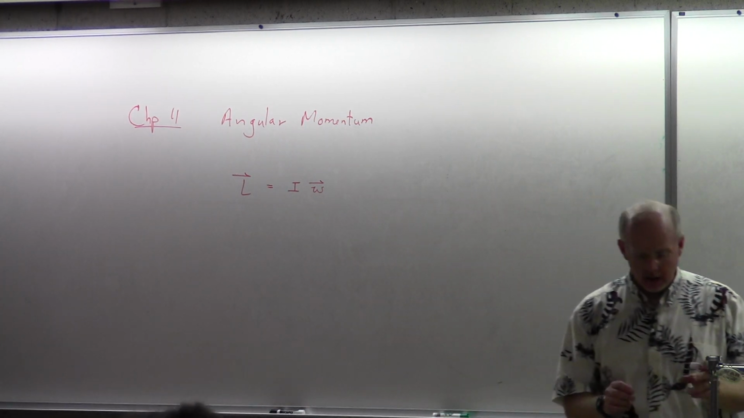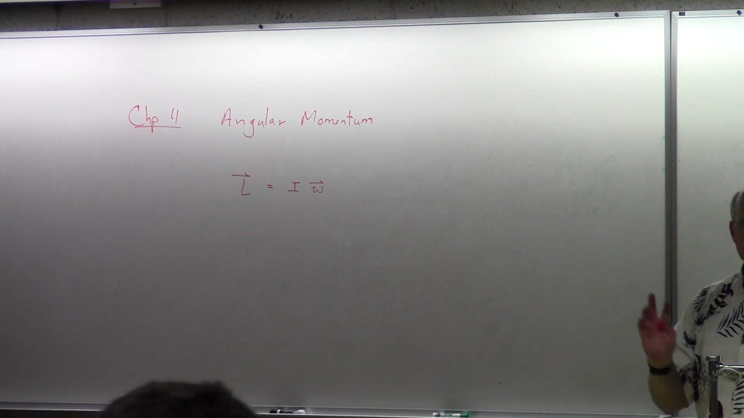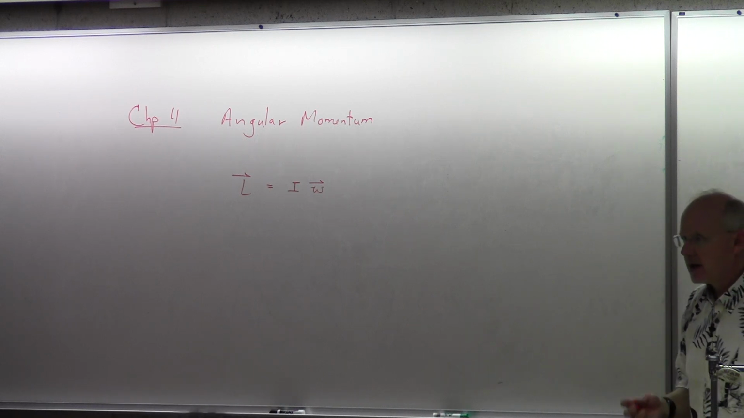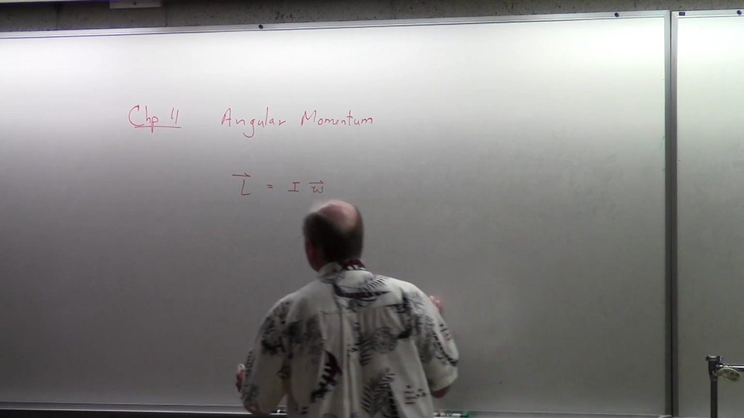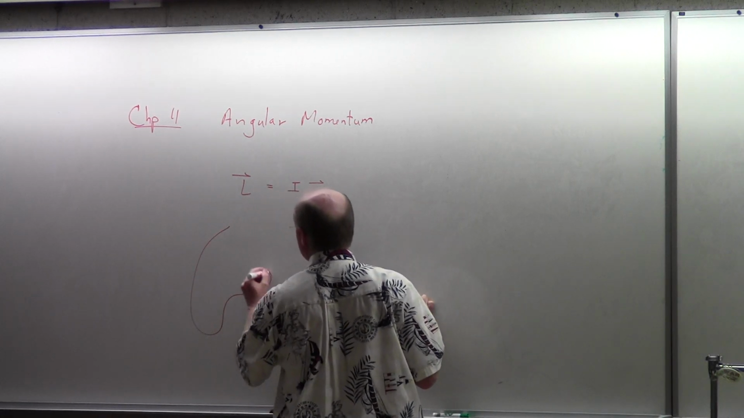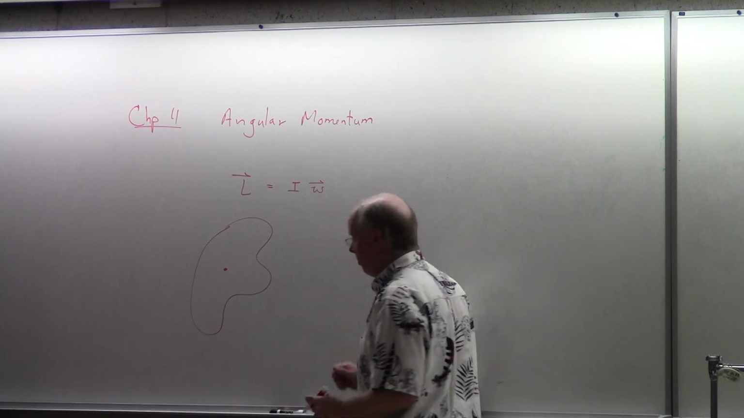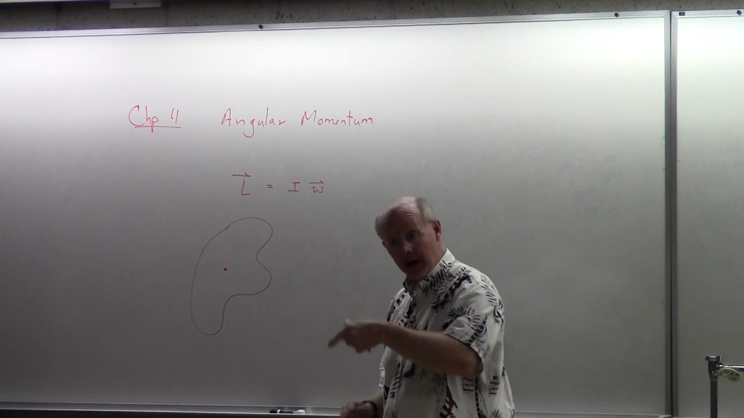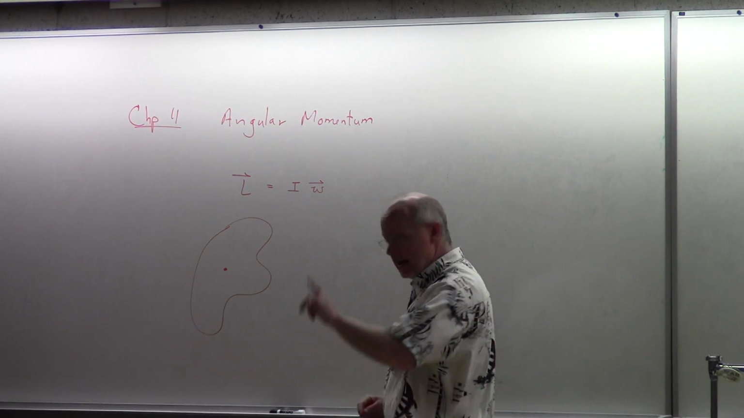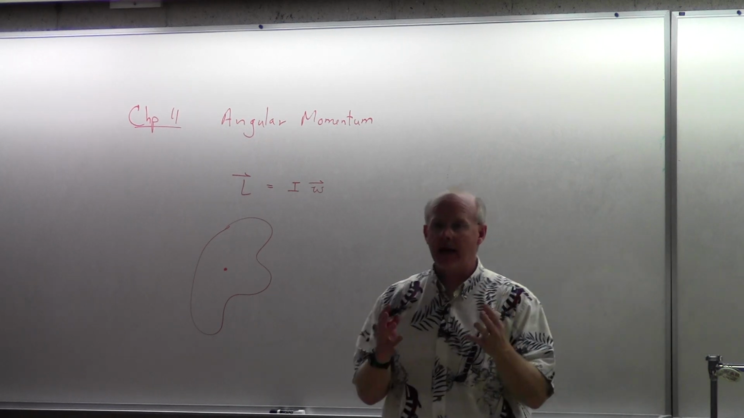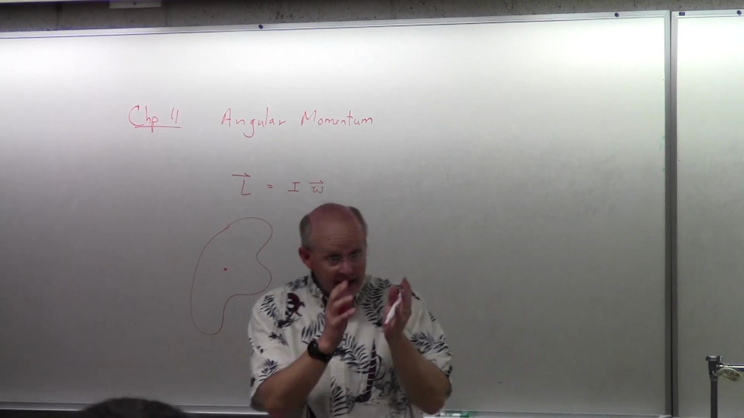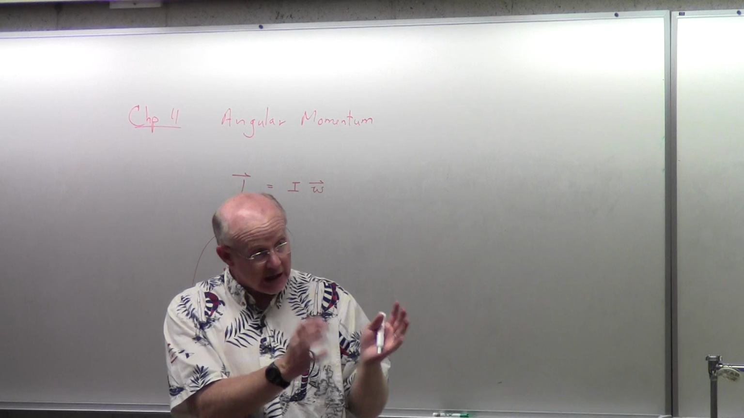Let's simplify our discussion here a little bit and say, let's only allow it to rotate around the z-axis. So let me draw a picture here. Let me take some odd-shaped object, put a nail in it, and spin it. Okay? And as it's spinning, I claim that that thing spins in a circle. It has some angular momentum. That's what this chapter is about.